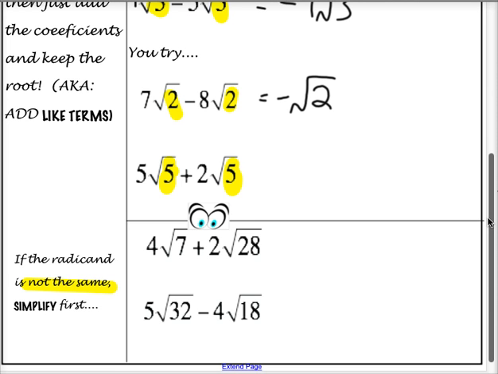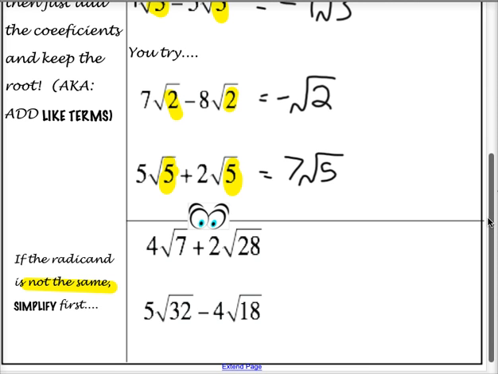5 square roots of 5 plus 2 square roots of 5. So again, we're talking about like terms. Both of them are square roots of 5, so we can add them together to be 7 square roots of 5. So those are the absolute basics.